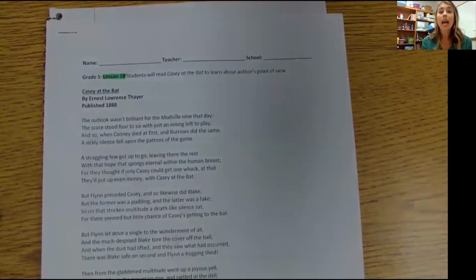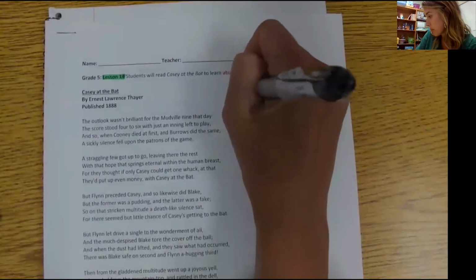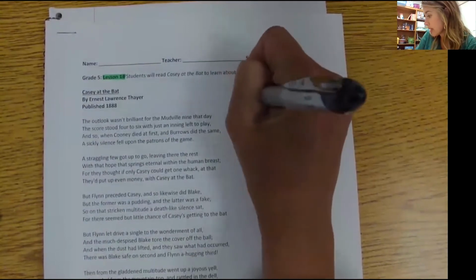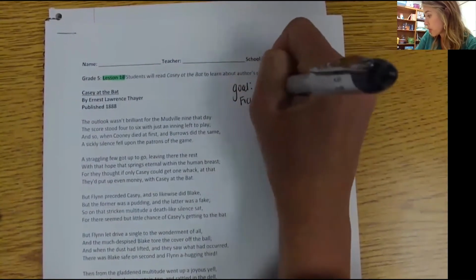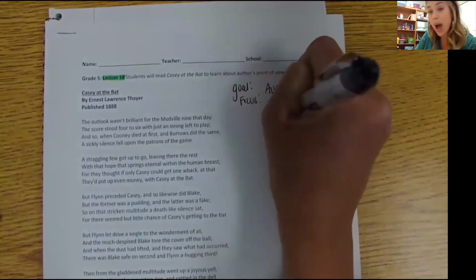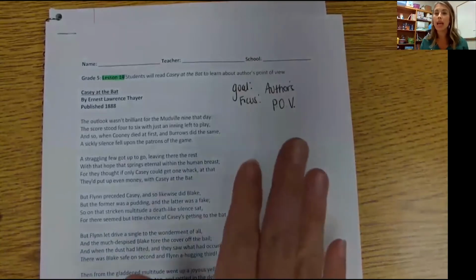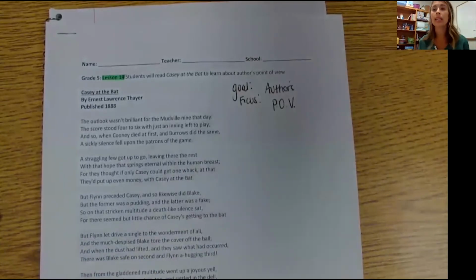Today, we're going to be taking another look at the poem Casey at the Bat by Ernest Lawrence Thayer. In this lesson, we're going to be focusing on the author's point of view. Now, I'm going to write at the top, our goal or our focus is author's point of view. I put POV just to make point of view shorter. So anytime I say POV, that means point of view. That's our goal for our reading today, or our objective for our reading.